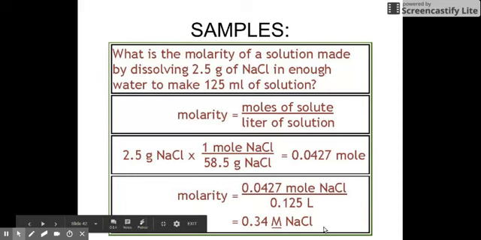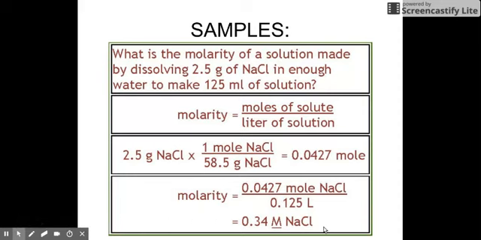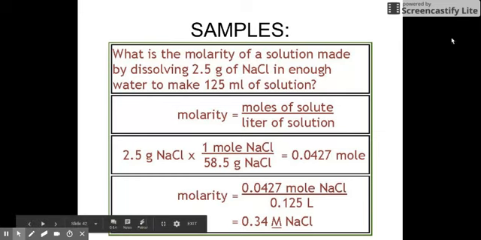So these are just a glimpse of molarity. Now I want you to watch the next video on how we can apply this when we calculate for the equilibrium constant. So let me stop here and see you next time.